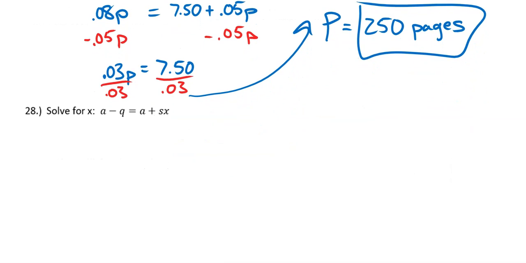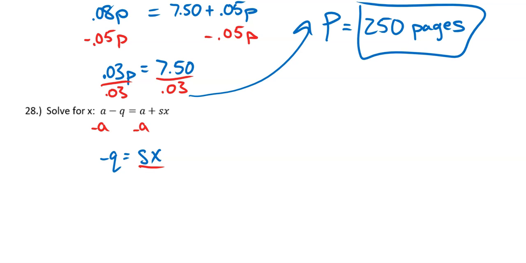If I look at something like this guy, it just says solve for x. So this is a literal equation. I want to get x by itself. And so think about what's happening to x. It's x times s and then plus a. That is what's happening. And so if I work backwards through that process, I have to undo adding the a first. So I'm going to subtract a from each side, which over here, those cancel. So I'm left with a negative q. And now to undo multiplying by s, I divide each side by s.